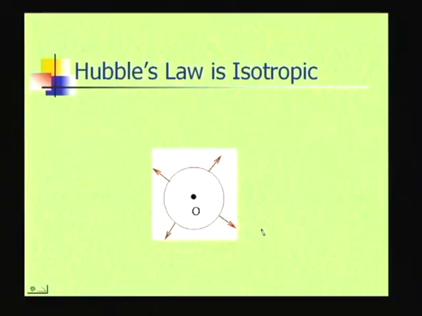Now, let us ask the question, is the Hubble's law... So, I have told you that we are trying to put together two things. We are trying to put together the Hubble's law of expansion along with the assumption that the universe is homogeneous and isotropic. Now, let us ask the question, a very elementary question: does the Hubble's law satisfy these conditions? Is the Hubble's law itself isotropic?